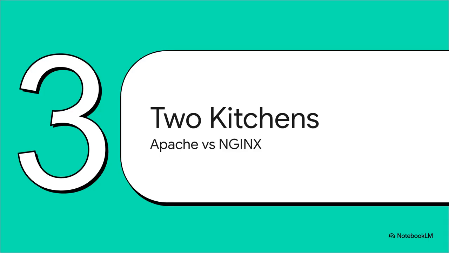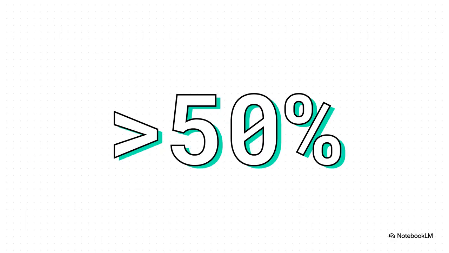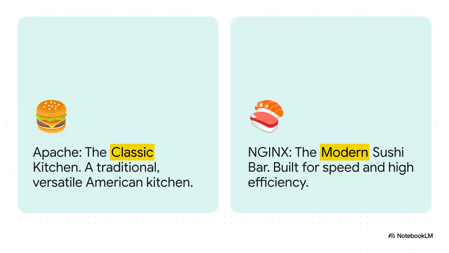Now, just like in the real restaurant world, not every kitchen is run the same way. You've got different management styles, different philosophies, and you know what that leads to? Competition. Some pretty serious competition, actually. In fact, this isn't just a friendly rivalry. The market is absolutely dominated by two giants. Together, these two run more than half of all websites on the entire planet, and their names are Apache and NGINX.